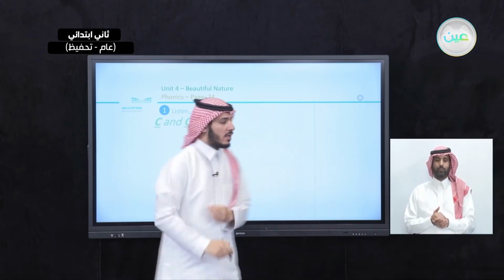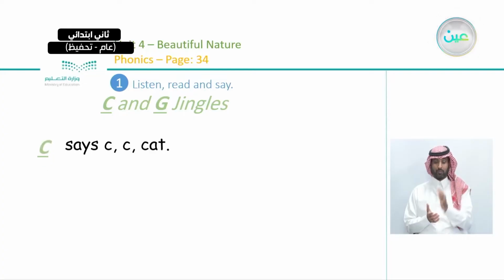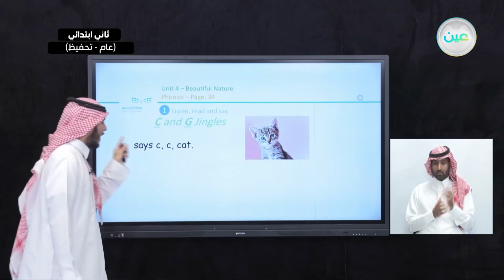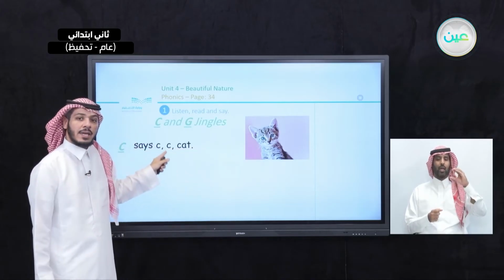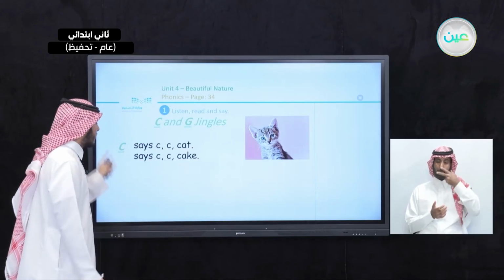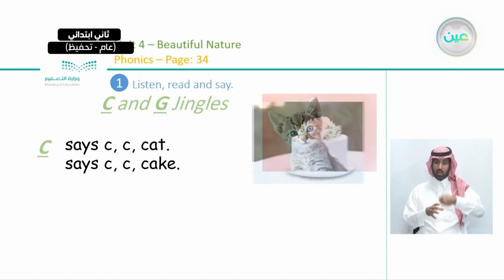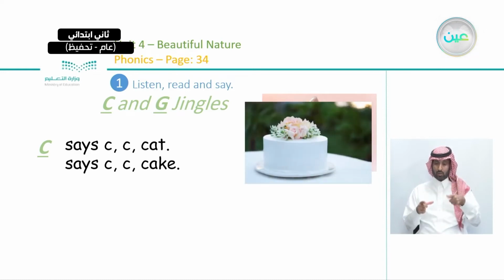Okay, let's take them one by one. So C says ka, cat. What is cat? Yes, that is the cat. Excellent. So again, C says ka, cat. Excellent. C says ka, cake. Okay, what is the cake? This is the cake, yes.